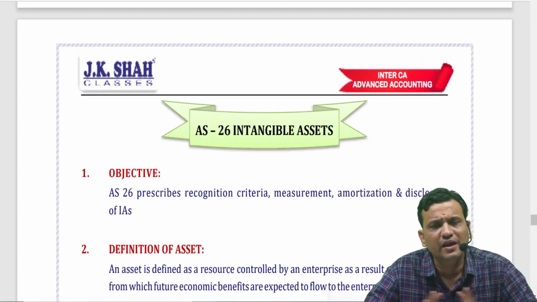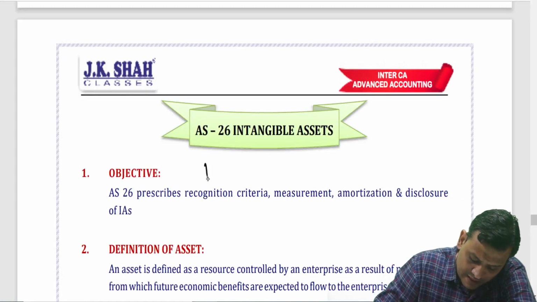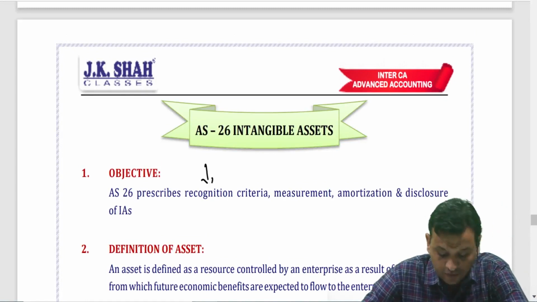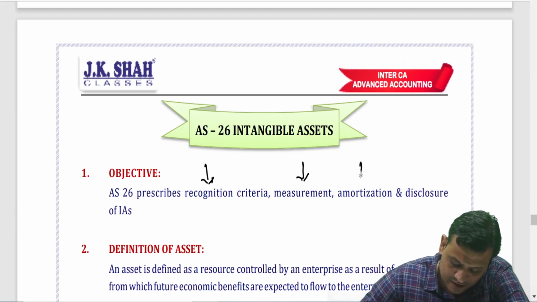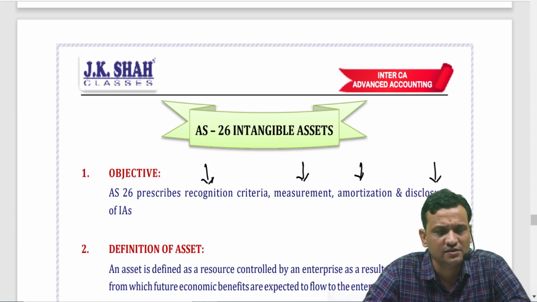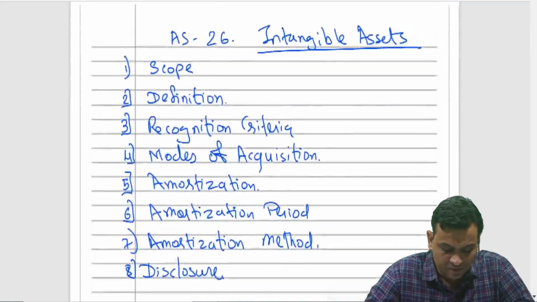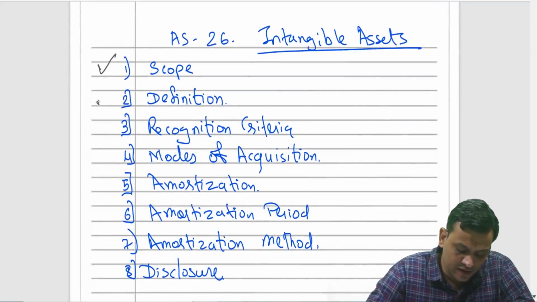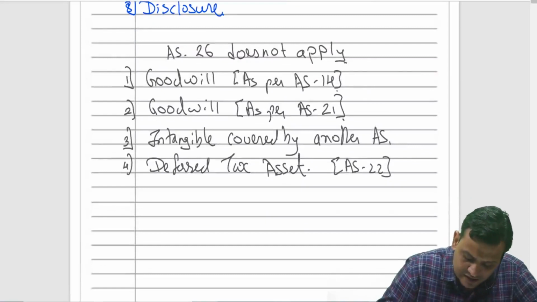Okay, so the main purpose of AS 26 is to establish the principles of recognizing, the value at which it should be recognized, how to amortize, and of course disclosures. These are the 4 things which have been dealt with by the standard. Now, after doing scope, my dear, let us talk about what is intangible asset. The standard defines it in a beautiful way.